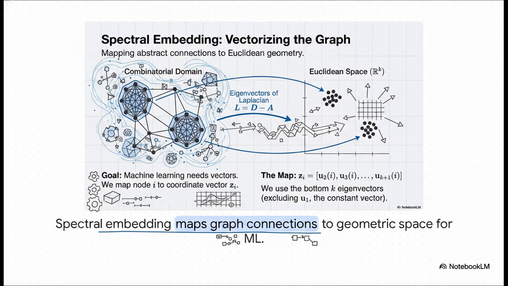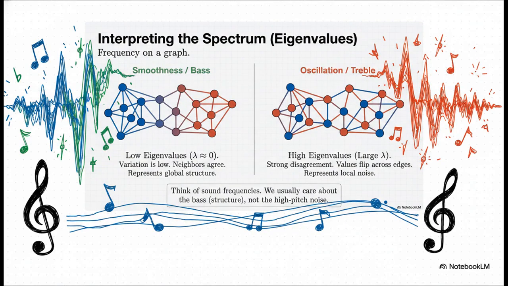By using the eigenvectors of a special matrix called the graph Laplacian, we can actually assign geometric coordinates to every single node. It's a way of translating the graph's web of connectivity into a language that normal machine learning algorithms can finally understand. And this is where the idea of graph frequencies really shines.